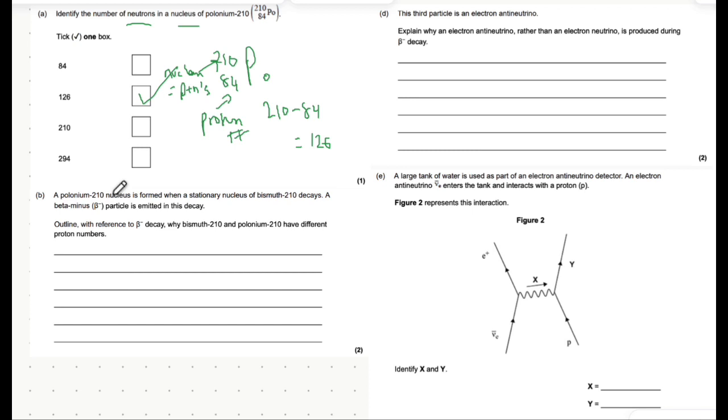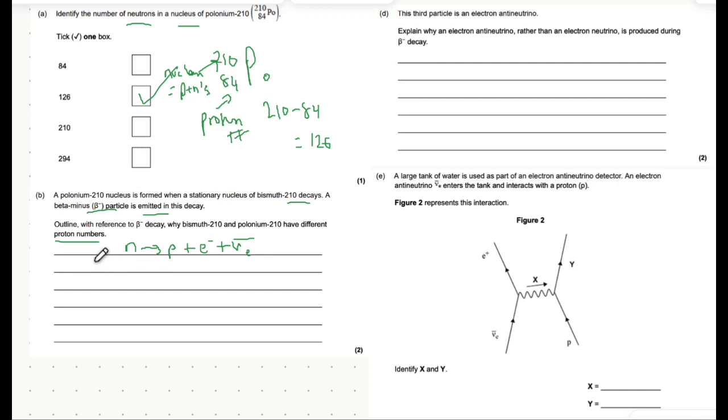Moving on, it tells you a polonium-210 nucleus is formed when a stationary nucleus of bismuth-210 decays. A beta minus particle is emitted in this decay. Outline, with reference to beta minus decay, why they have different proton numbers. Well, what is beta minus decay? It is when a neutron turns into a proton, emitting an electron and an antineutrino in the process to conserve energy and momentum, and also lepton number. If you want me to explain that a little bit further, just let me know. Actually, I'll explain it in part D, because I have to.